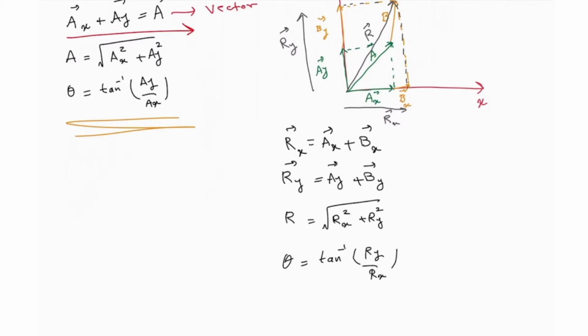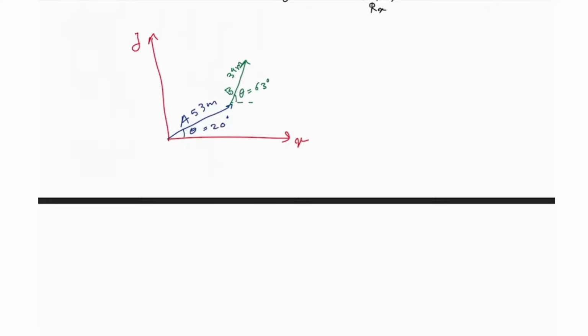Now let's look at an example. Let's say A is a vector with magnitude 53 meters forming a 20-degree angle with the x-axis, and B is another vector with magnitude 34 meters forming a 63-degree angle with the x-axis. And we want to find out what is the sum of these two vectors. So let me draw these two vectors in a coordinate system first. And we want to find the sum of A and B.